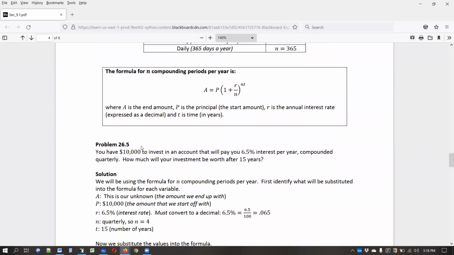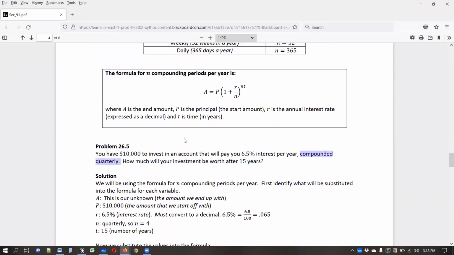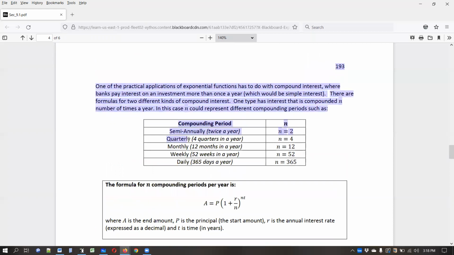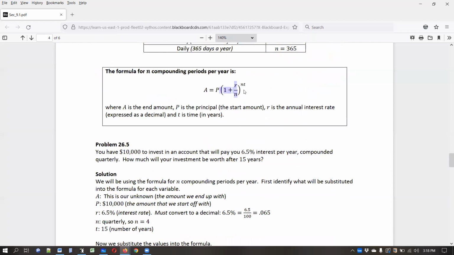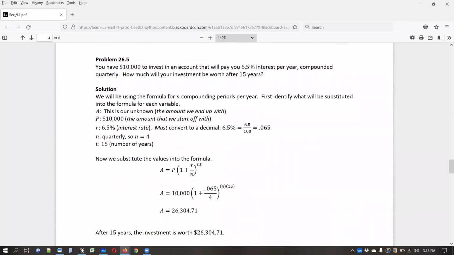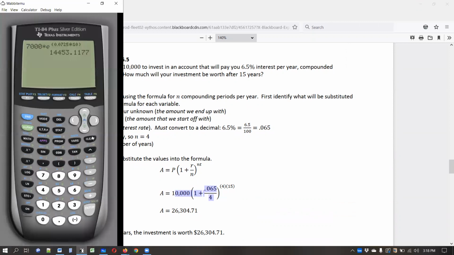So in this case, the problem says compounded quarterly. Well, quarterly means 4 times, or 1 quarter, 4 times a year. So N will be 4. So when you use this formula, you are going to set it up so that N is 4, as you see over here. Once this is set up with the values substituted, all you have to do again is use the calculator and find the final amount.